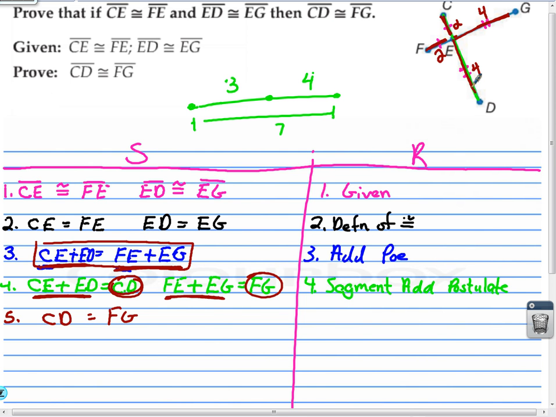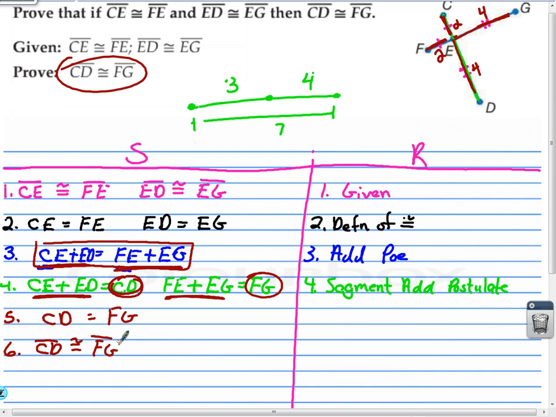The way I did it was, well, put this together with this, and I get the whole thing. Put this together with this, and I get the whole thing as well. So therefore, the 2 pieces, when they add together, must equal the whole, so therefore the whole must be the same. So CD is equal to FG. That's not what we were asked to prove, and you've got to be specific here. We were not asked to prove that CD was equal to FG. We were asked to prove that CD line segment is congruent to FG, and we can now state that.